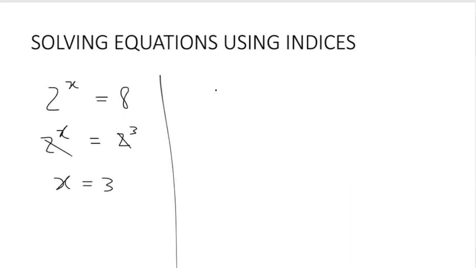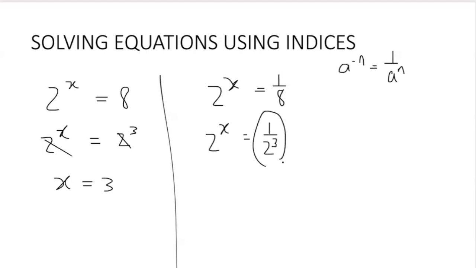But suppose we have something like 2 to the x equal 1 over 8. In this case, we still need the bases to be the same, but I have to apply the rule that says a to the minus n is equal to 1 over a to the n. Now, how do I get this? I have to first write 8 as 2 to the 3. And after having it as 2 to the 3, I rewrite this.